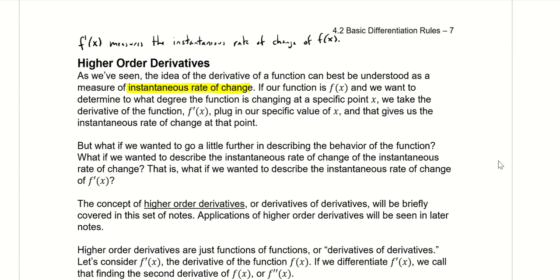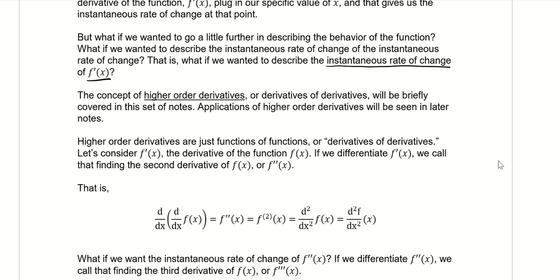We can also go further. What if I want to measure the instantaneous rate of change of this? The instantaneous rate of change of the instantaneous rate of change. So how would I do that? What is the instantaneous rate of change of the slope, or the instantaneous rate of change of the instantaneous rate of change? And this is where the concept of higher order derivatives comes into play. We're going to see actual applications of this later. The reason I'm putting it in this set of notes kind of earlier than we actually use it is because it's basically just doing this whole process with the derivative.